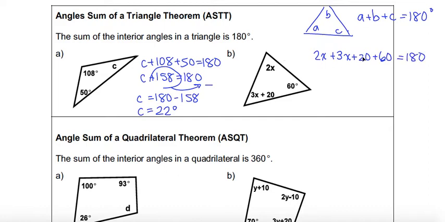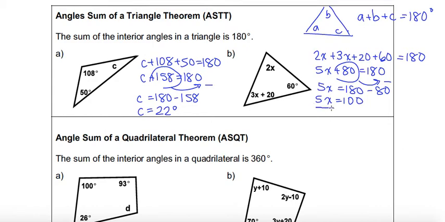So I'm going to simplify my like terms or combine my like terms. So 2x plus 3x is equal to 5x, and 20 plus 60 is equal to 80, and that's equal to 180. And now I want to move over my 80. So right now it's being added, so I'm going to subtract it. So 5x is equal to 180 subtract 80, or 5x is equal to 100.